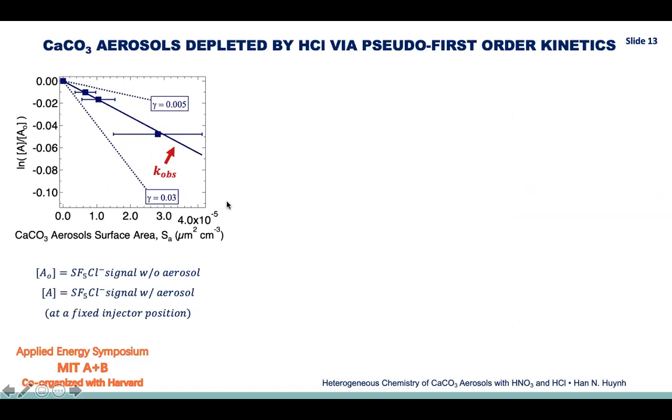Here we're showing a graph of SF5Cl- signal depletion from a representative experiment. On the y-axis, A and A0 represent the signal when aerosol flow was on and off, respectively. The linear negative correlation between the natural log of A over A0 and calcite surface area confirmed that calcite was depleted by HCl gas via pseudo first-order kinetics. The slope of the weighted least squares fit represents the observed first-order rate constant, Kobs.